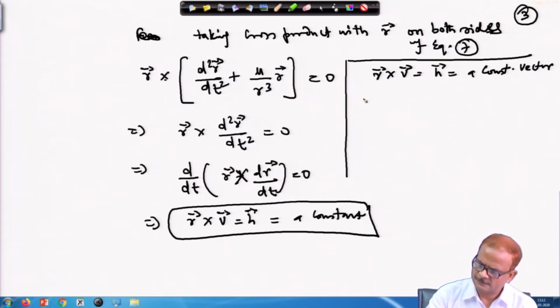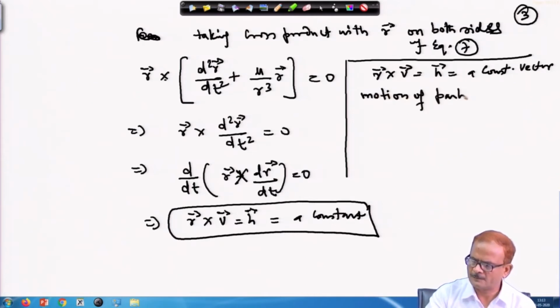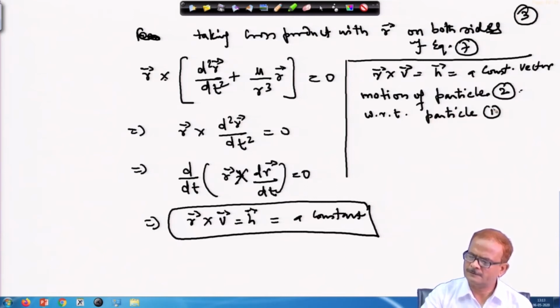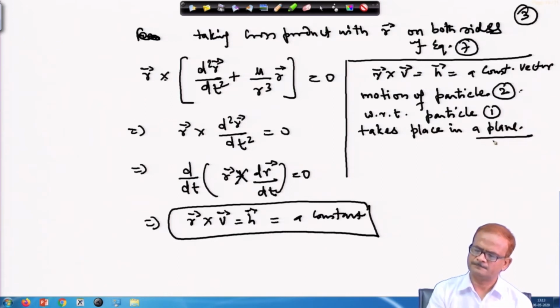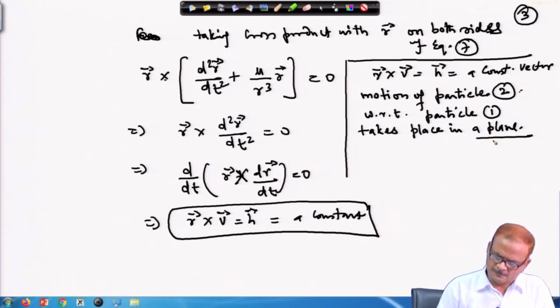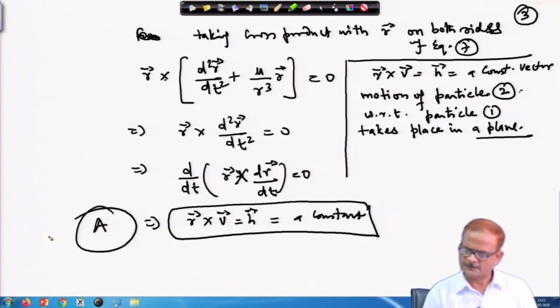Okay. So, the motion of particle 2 with respect to particle 1 takes place in a plane. So, this is one property. We will write it as A.